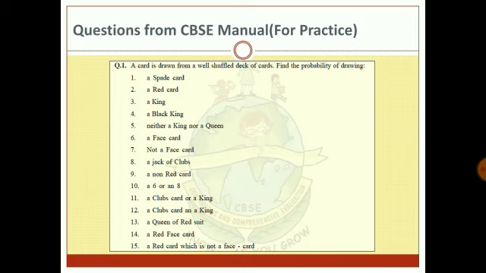A queen of red suit. A queen of red suit means it can be a queen of diamond or a queen of hearts. So only 2 favorable outcomes out of 52. That means 1 by 26.